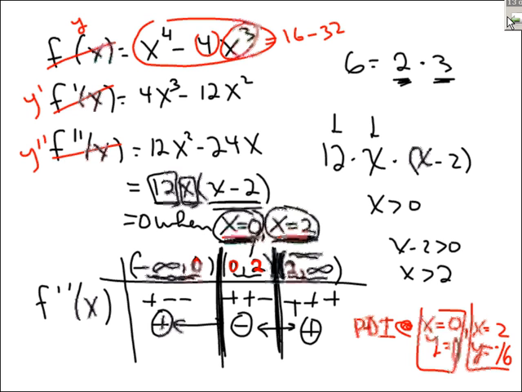So those are the 2 points. I gave you the x and y values for each of the 2 points. If they just ask for the x values, then you can just say 0 and 2. Find the second derivative. Find out where it equals 0. See if the second derivative changes signs around those 0 numbers. Okay, that completes this section.